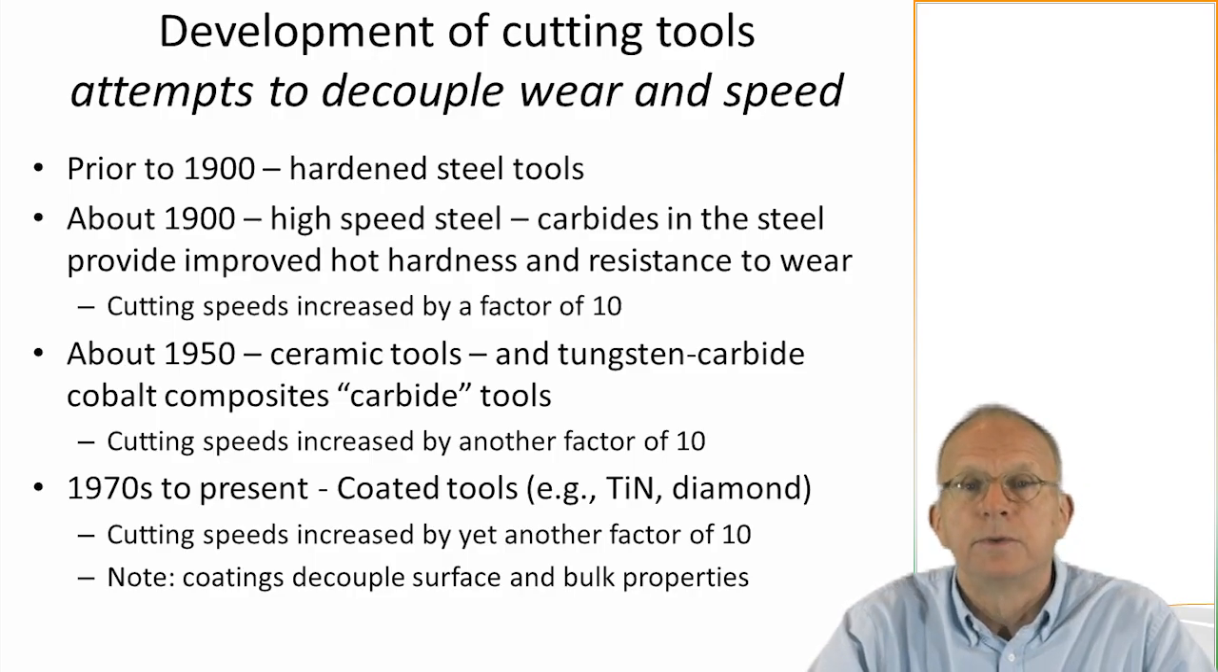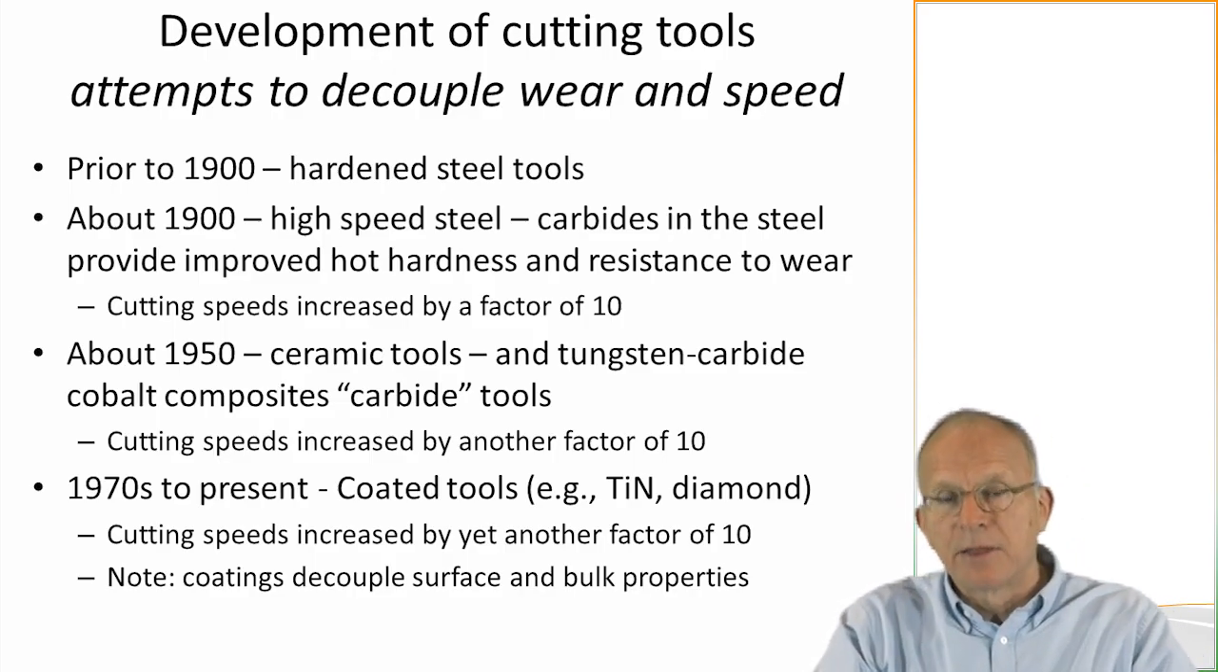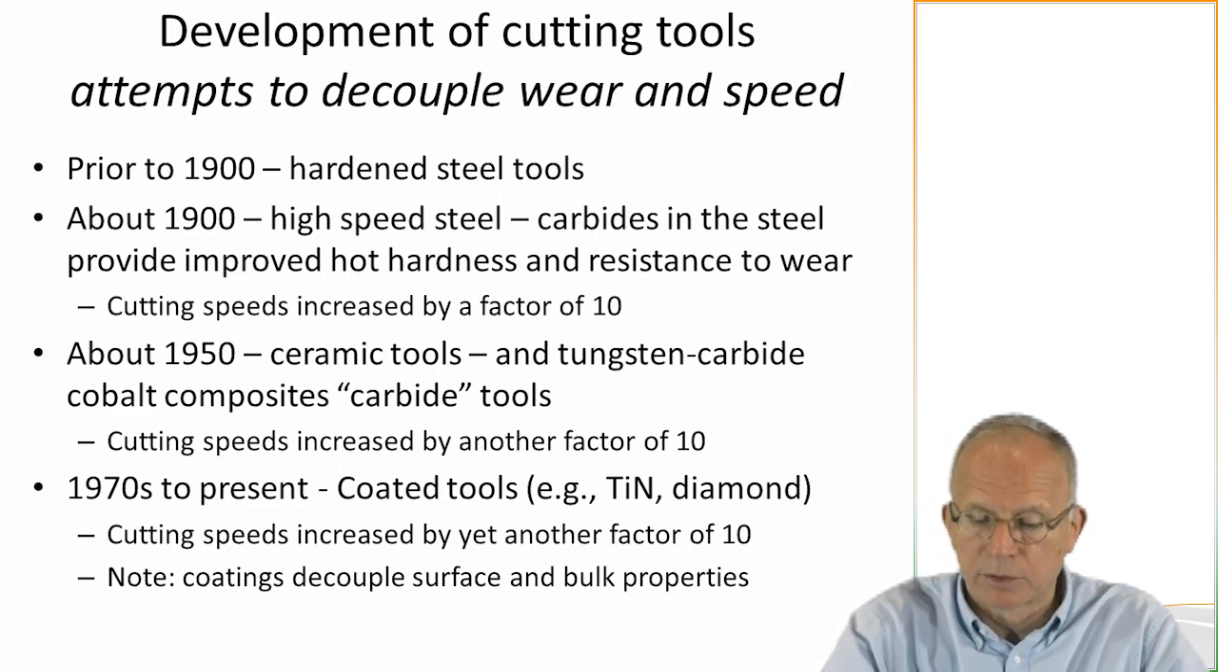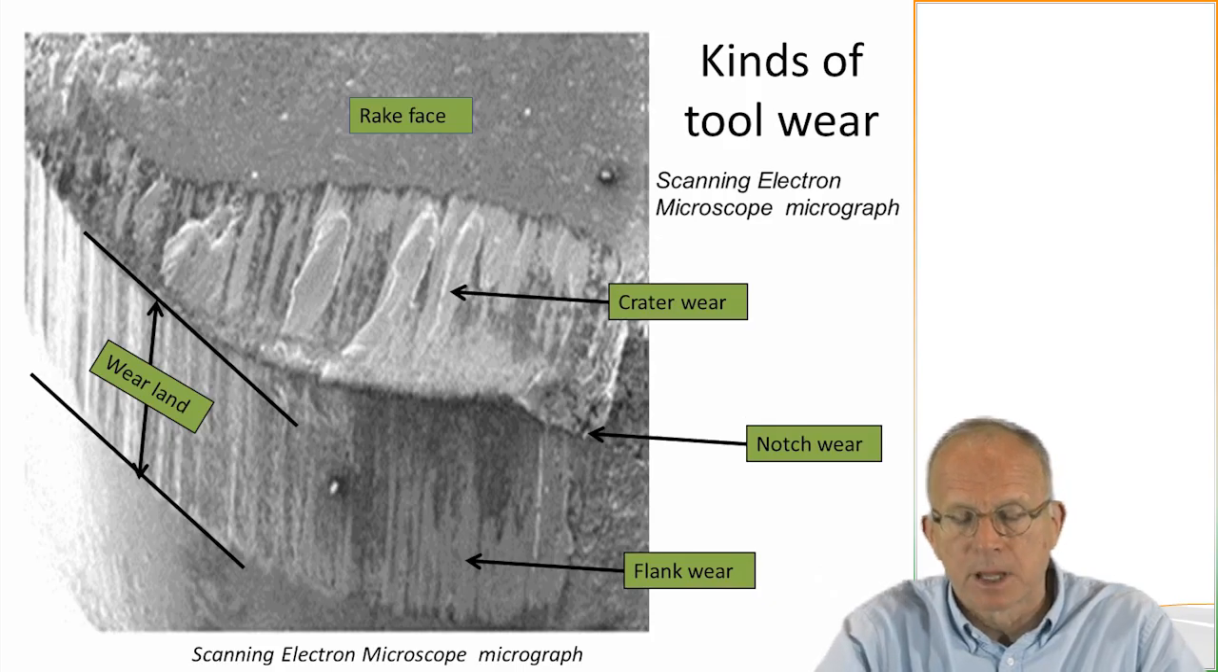So note, too, in the context of axiomatic design, that coatings are a kind of decoupling. To decouple the bulk and the surface properties. So you can put on a coating that may not have the fracture strength, for example, of the base material, but may have better tribological properties.